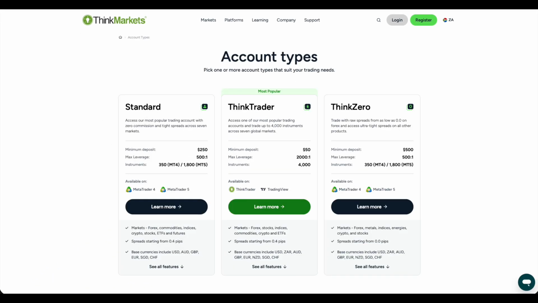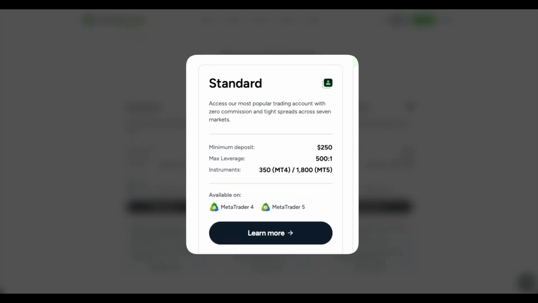When it comes to account types, ThinkMarkets offers three main ways to trade, depending on your platform preference and trading style. These include the Standard account, the ThinkZero account, and the ThinkTrader account. The Standard account is designed for most retail traders and is ideal for beginners or anyone looking for a simple, cost-effective trading setup. This account offers spreads starting from around 0.4 pips, with no commission on trades, and access to a wide range of instruments across Forex, indices, commodities, crypto, ETFs, and stocks. The Standard account can be used on MetaTrader 4 and MetaTrader 5, giving traders a familiar and flexible trading environment.